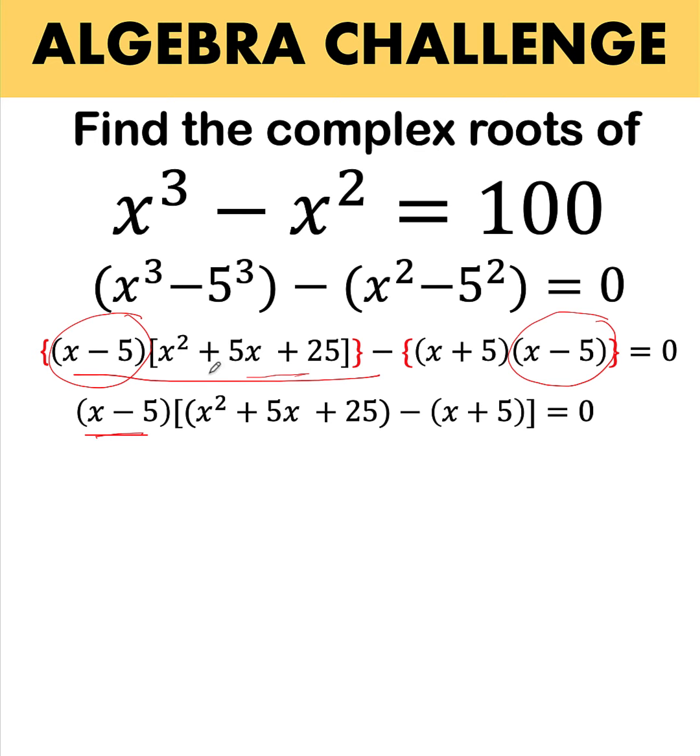What's left is x squared plus 5x plus 25, which is now this part. This second term, divided by x minus 5, which is the common factor, we can divide x minus 5 divided by x minus 5 to get 1. What's left is x plus 5. And we copy this minus sign, and we copy equals 0 at the right side.